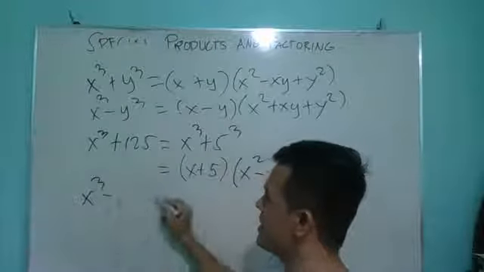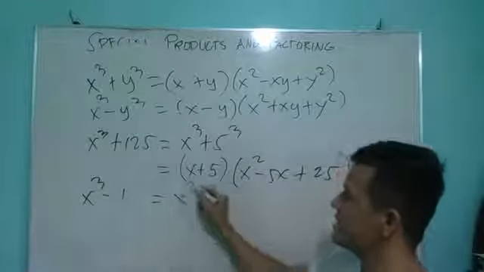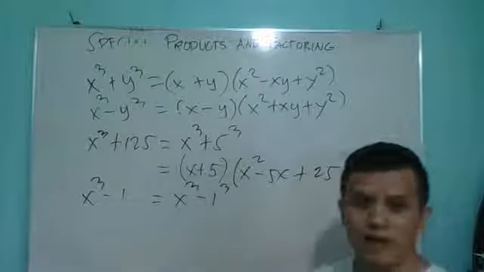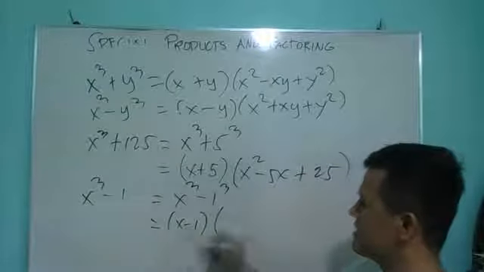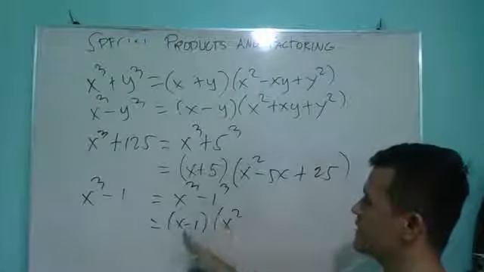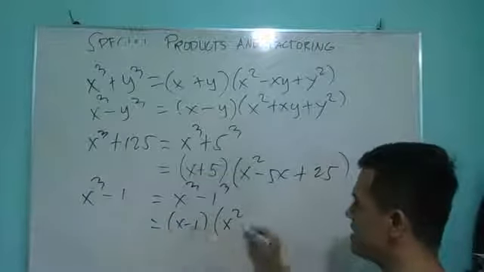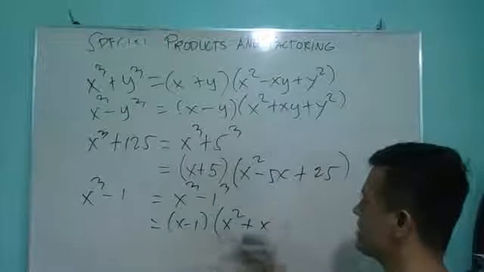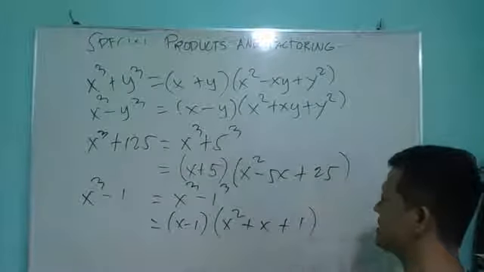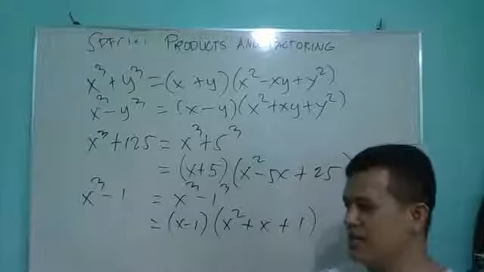x cubed minus 1 is equal to what? This is the same as x cubed minus 1 cubed. So in this case, we have x minus 1. Next, square the first, x squared. Change the sign, that's plus. Multiply them, 1 times x is 1x or just x. And then square the last, 1 times 1 is 1. That's it. Okay, next one.